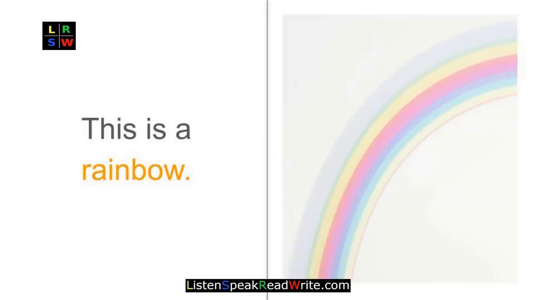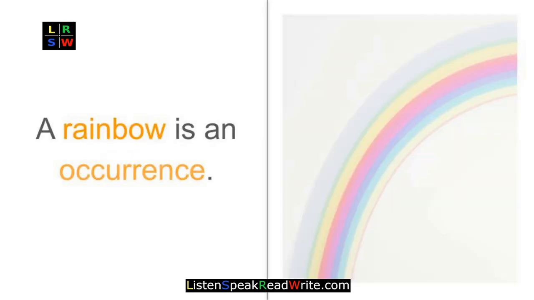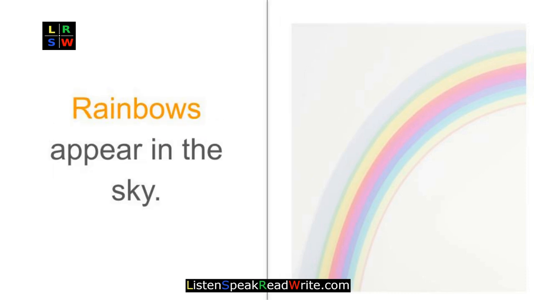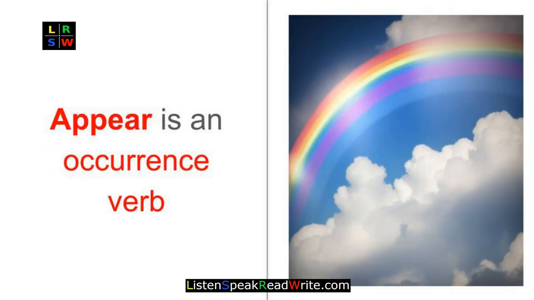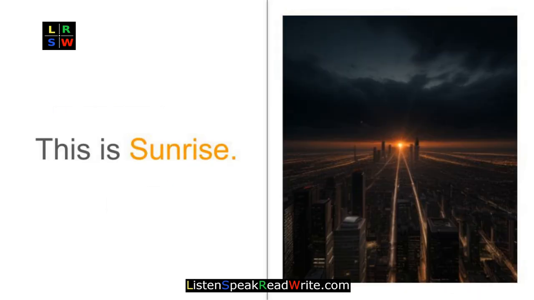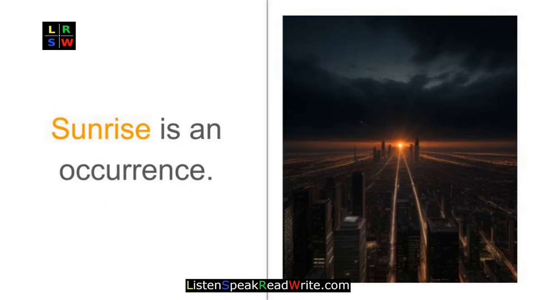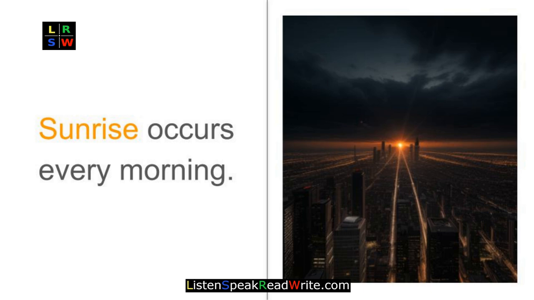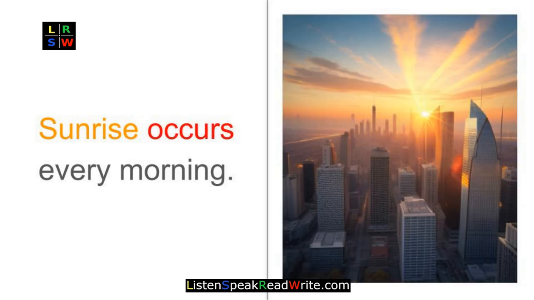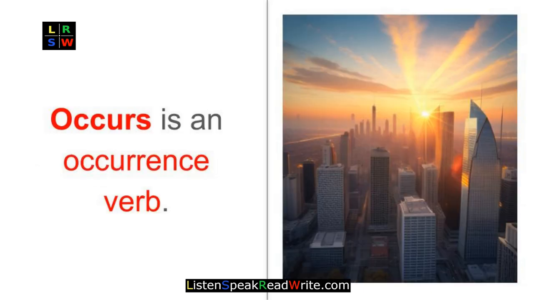This is a rainbow. A rainbow is an occurrence. Rainbows appear in the sky. Appear is an occurrence verb. This is sunrise. Sunrise is an occurrence. Sunrise occurs every morning. Occurs is an occurrence verb.